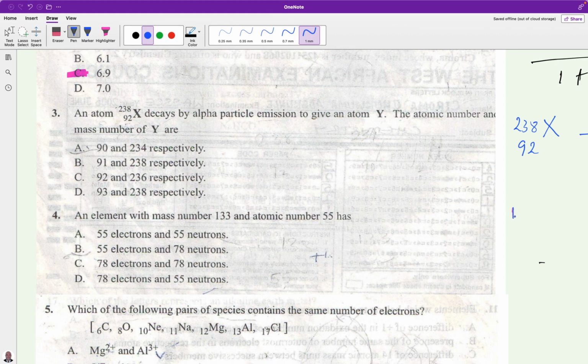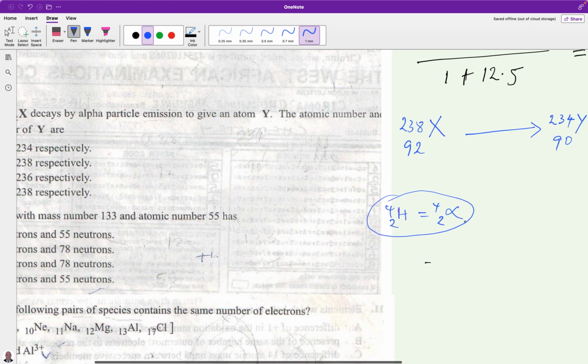An alpha particle is like this. Helium is 4 and 2, so this is equal to an alpha particle. An alpha particle has the same 4 and 2, so all these are the same. So we are saying that an atom decays by alpha particle emission to give an atom Y. The atomic number and mass number of Y are?